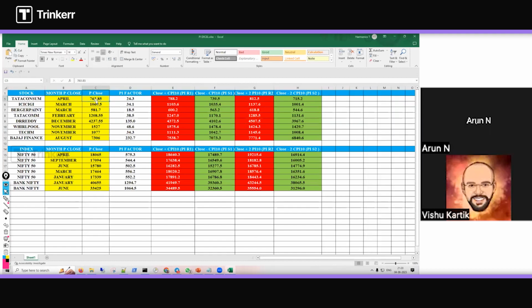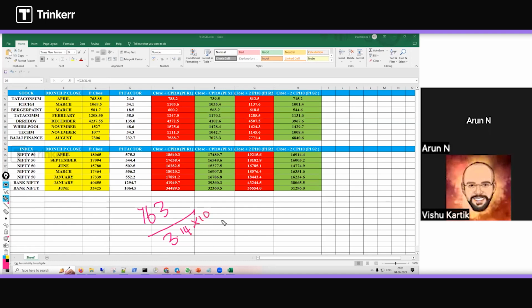I need the pi support and resistance values for Tata Consumer, so I have taken this 763. Now we know pi is 3.14, right? So we are calculating the pi factor. This is the first step. The pi factor is nothing but the close divided by pi into 10. We are not dividing it by pi, we are multiplying it by 10. In simple words, it is 763 divided by 3.14 into 10.